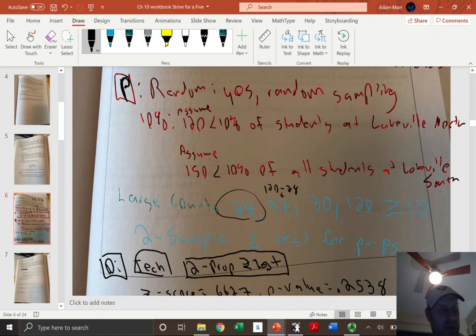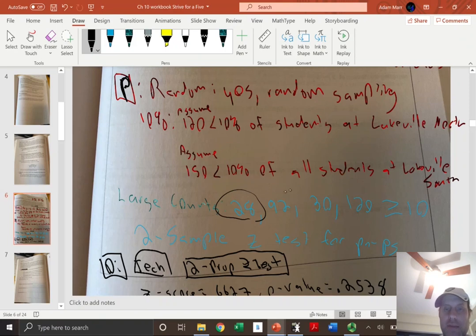And then my other p hat was 30 over 150. So that's 30. And 120 is the result of 150 minus 30, right? So that gave you 120. All are greater than or equal to 10. Okay? You don't need to write that down, just showing you where I got that. Okay, save some time. So then we can say 2 sample z-test for p sub n minus p sub s.